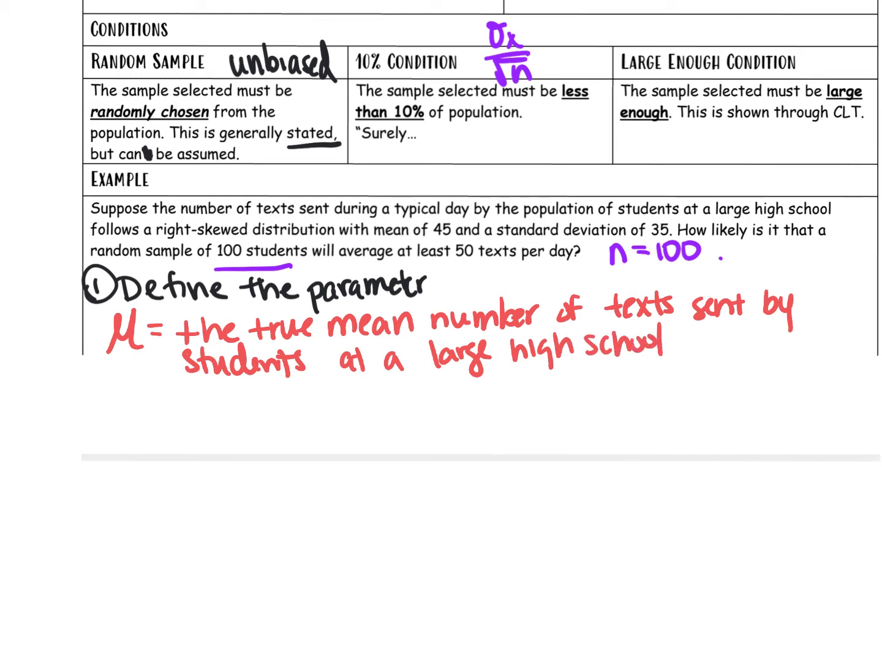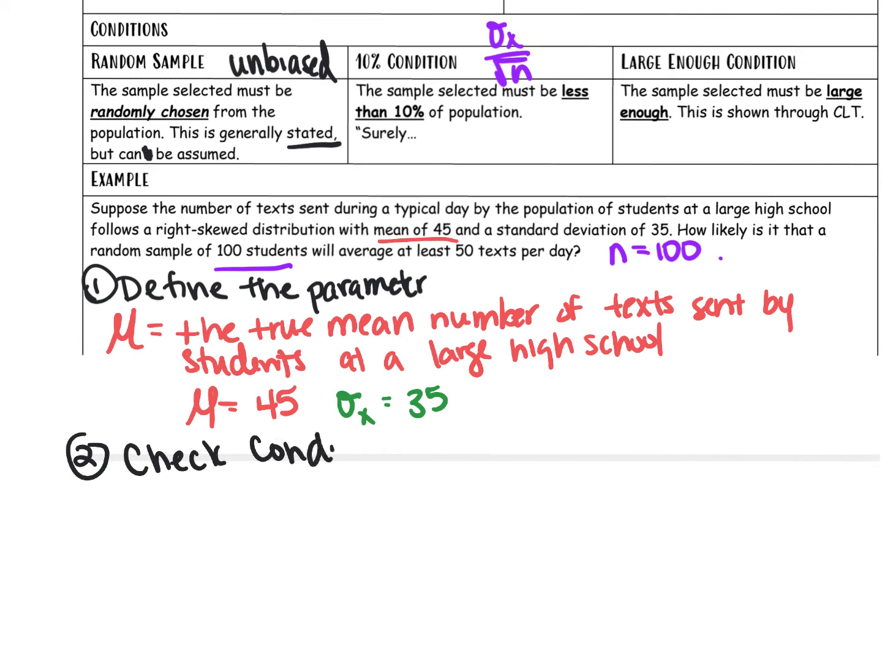And we know that mu itself is equal to, they define the mean as 45. And they also gave us our standard deviation as being 35. So these are the parameters we're looking at. Second thing we did was we checked conditions.